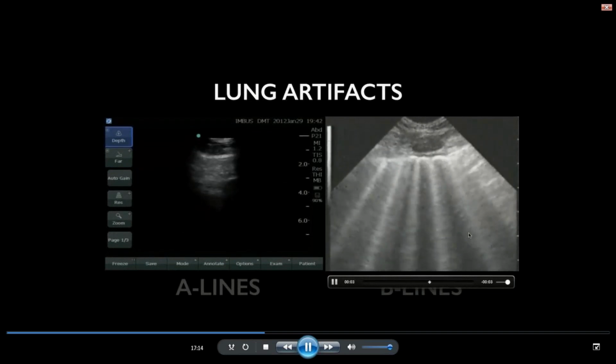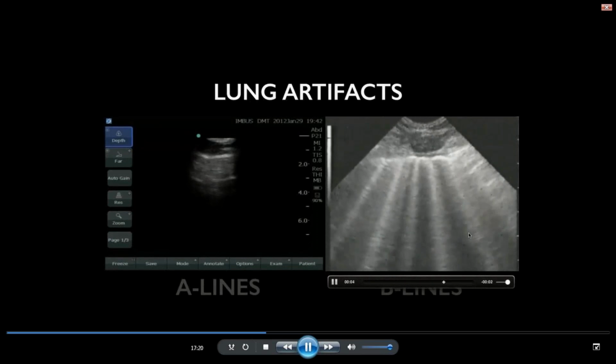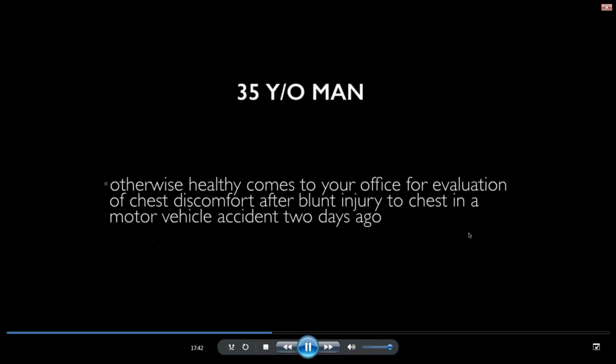Let's look at conditions in which one would expect to see A or B lines and use the presence of these to derive a differential diagnosis at the bedside. I will divide the presentation into the following conditions. We will start out with pneumothorax and cover interstitial syndromes such as CHF, pleural effusions, as well as alveolar syndromes such as pneumonia and atelectasis.